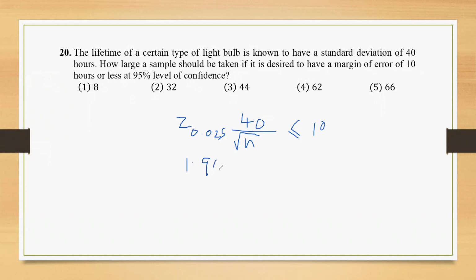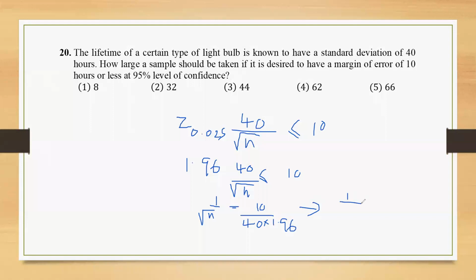Here 1.96 times 40 over square root of n less than or equal to 10. Here 1 over square root of n equals 10 divided by 40 times 1.96, right? We can simplify this. Simplifying all of this, we get 0.1276 less than or equal to square root of n.